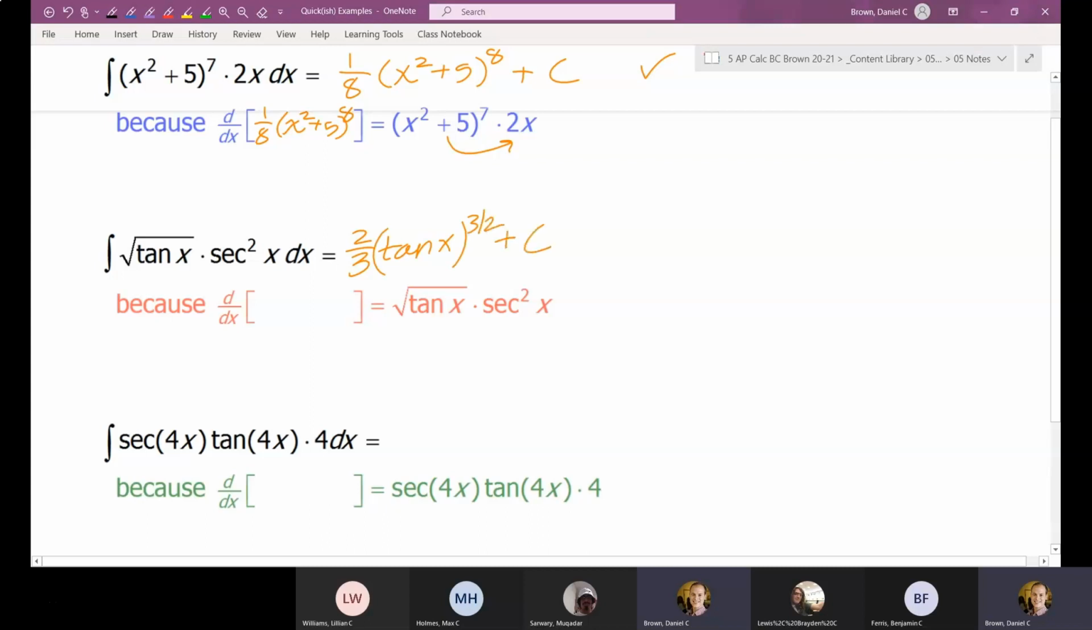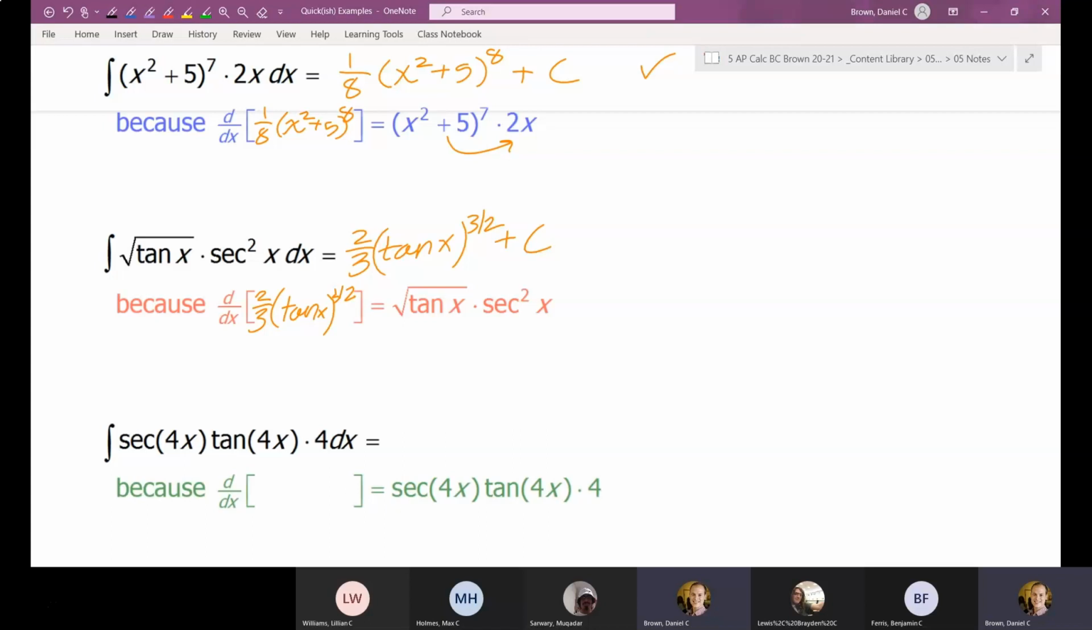I agree with that. So again, you can check yourself. That 2/3 in the front is going to be canceled out by the 3/2 when you take the derivative. 3/2 minus 1 is going to give you 1/2, and that's where the square root is coming from. And of course, that plus c is going to go to 0.